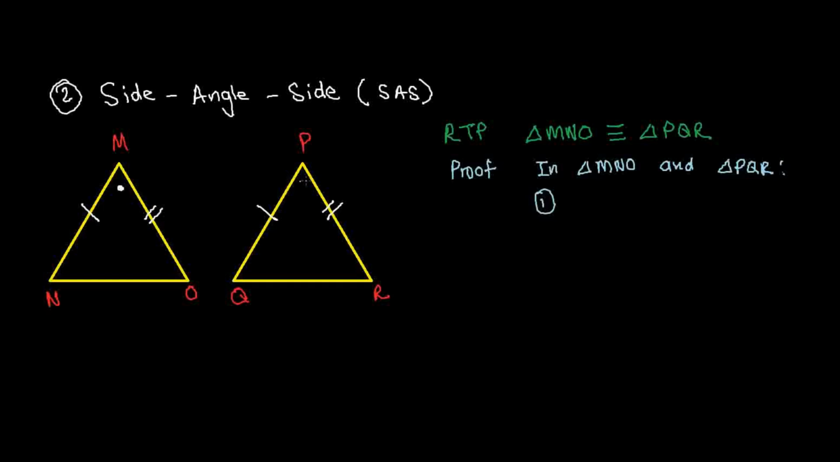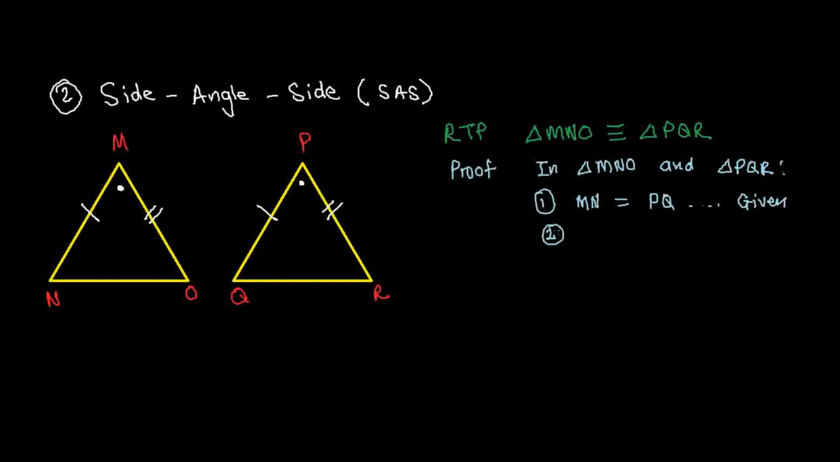Let's say that this angle is equal to this angle. Okay, nice. So moving on from there, let's write out our evidence to show that these two triangles are in fact congruent to each other. So I can see that firstly, side MN is equal to side PQ in triangle PQR. And the reason for that is that it is given, it's marked on the diagram.